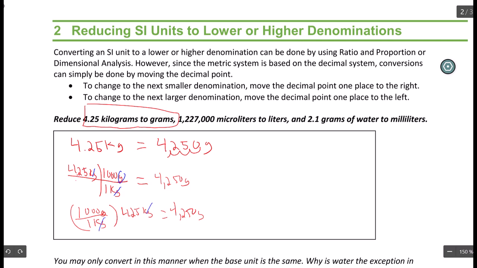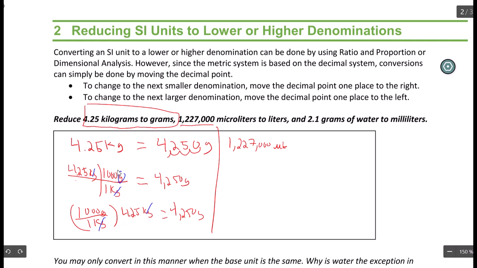So let's look at another one here. Microliters to liters. 1,227,000 microliters. How many liters is that? Well, I'm going to write that number down. 1,227,000 microliters. How many liters is that going to equal?